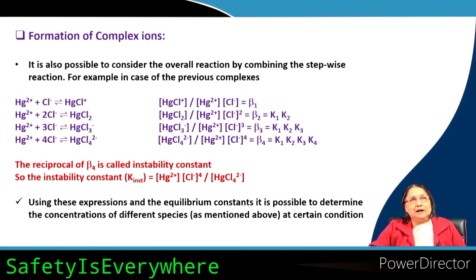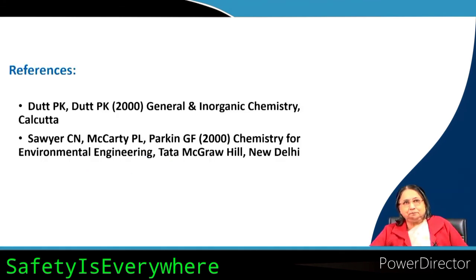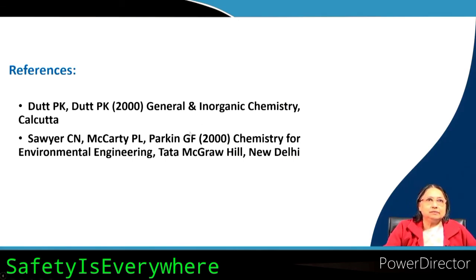Okay. So, this is a very complex case, but the previous one, like the silver amine complex, is a very simple case. In that case also you can determine that. Now, these are the references, and in Sawyer-McCarty particularly this mercury chloride species formation is there, and there is one example also shown.